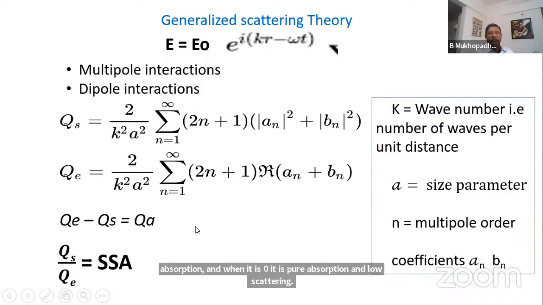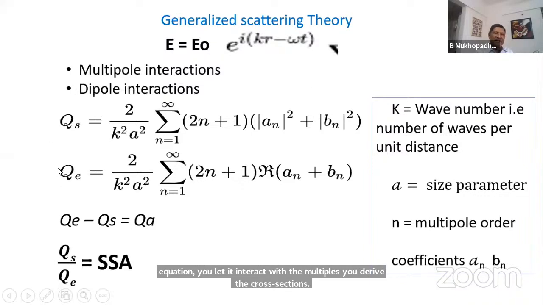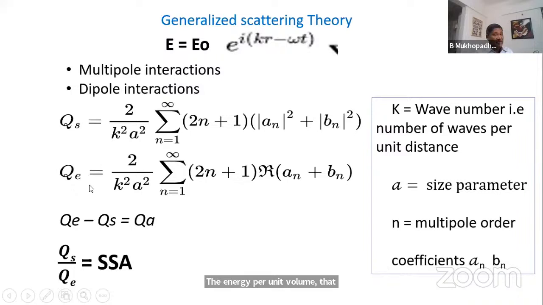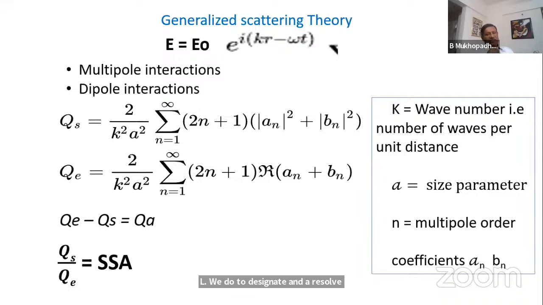Now, this is something which is very important. And this comes from the ratio of these, which come from the solution of the electromagnetic wave equation interacting with the multipoles. So this is the whole story. When you start with the wave equation, you let it interact with the multipoles, you derive the cross sections, or the energy per unit volume that is scattered, that is extinguished. And from there, you define the simple term single scattering albedo to designate an aerosol, whether it is an absorbing aerosol or whether it is a scattering aerosol.